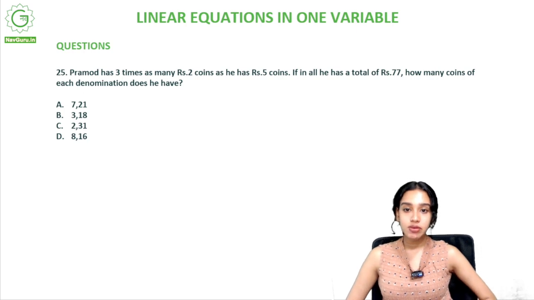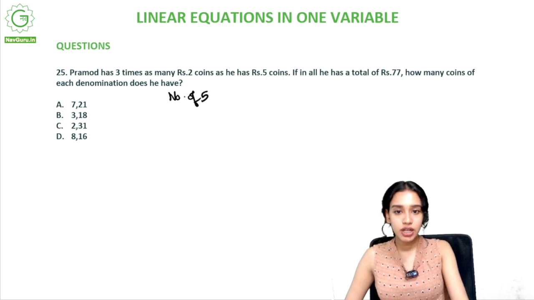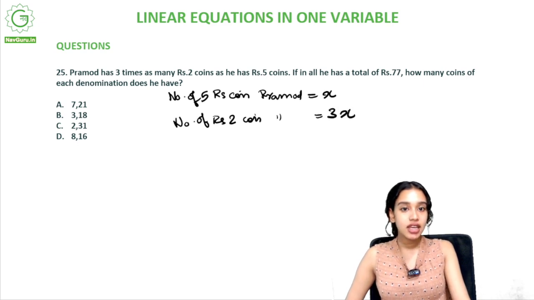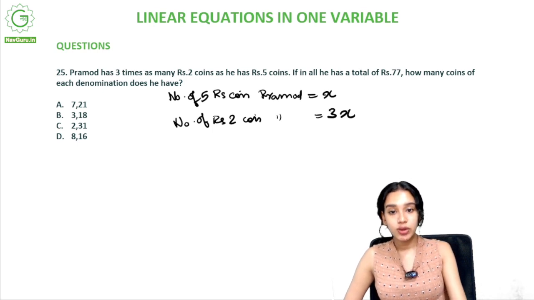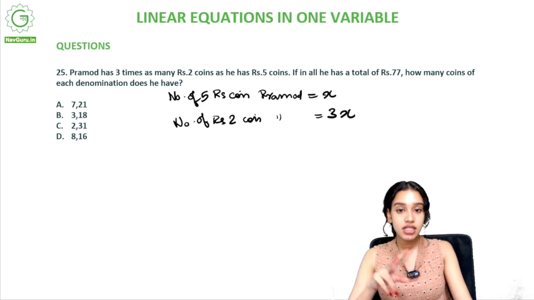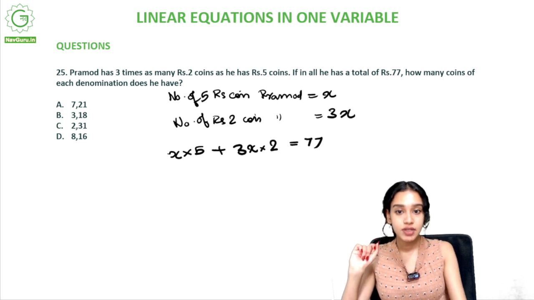Now, Pramod has 3 times as many 2 rupee coins as he has 5 rupee coins. So, let's say the number of 5 rupee coins Pramod has is equal to x. So, the number of 2 rupee coins he has is equal to 3x. If in all he has a total of 77 rupees, how many coins of each denomination does he have, right? So he has a total of 77 rupees. So 77 is composed of 2 rupee coins and 5 rupee coins, right? So we have x number of 5 rupee coins and 3x number of 2 rupee coins, and the total sum is 77. So here we get 5x plus 3x into 2 is 6x is equal to 77.